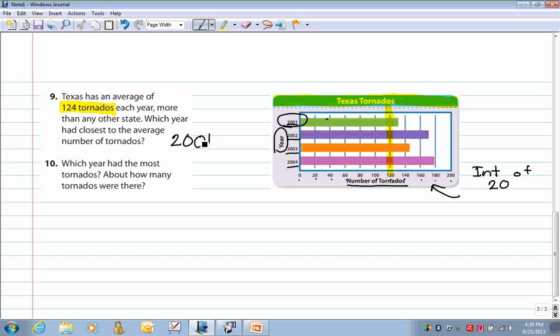Let's move on to question 10. Which year had the most tornadoes? About how many tornadoes were there? Well, we could tell the most tornadoes by the longest bar. And if I look at our graph over here, I see that 2004 has the longest bar. So the answer to the first part is 2004. And about how many tornadoes were there? I see that that number is very close to 180 tornadoes.